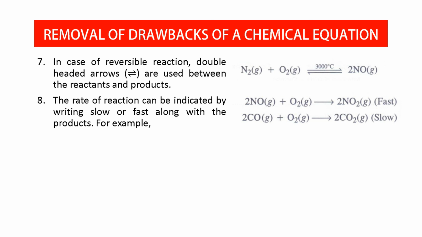Then the rate of reaction can be indicated by writing slow or fast. How can we denote the rate of reaction? We can write slow or fast. Like 2NO plus O2 gives 2NO2, this is fast. 2CO plus O2 gives 2CO2, slow. So by writing fast and slow, we denote the rate of reaction. By this we come to know the limitations of the chemical equation. These are the drawbacks, and this is how we can overcome the limitations of the chemical equation.